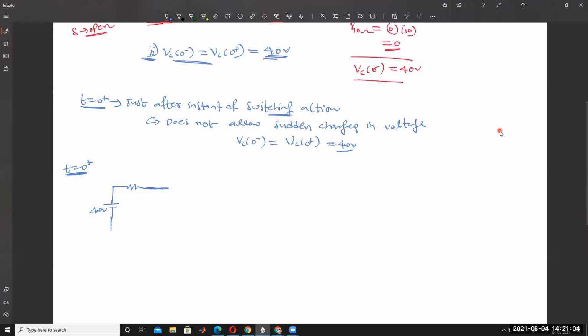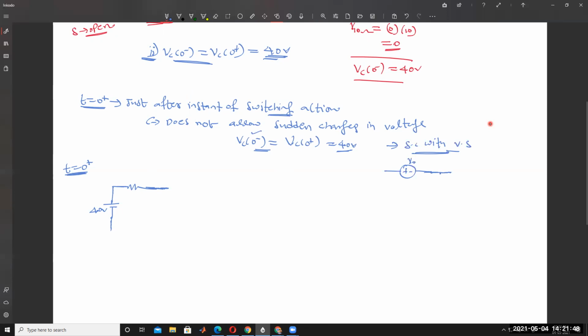And also, before the switching action, the voltage across the capacitor is nothing but 40 volts. That's why it is acting as a source. We never allow representing it otherwise if initial conditions exist, that means VC of 0 minus exists. So how to represent the capacitor? It does not allow sudden changes in voltage, that's why it acts as a short circuit with a voltage source. Am I right? So that means like this, it is represented as a short circuit with a voltage source.